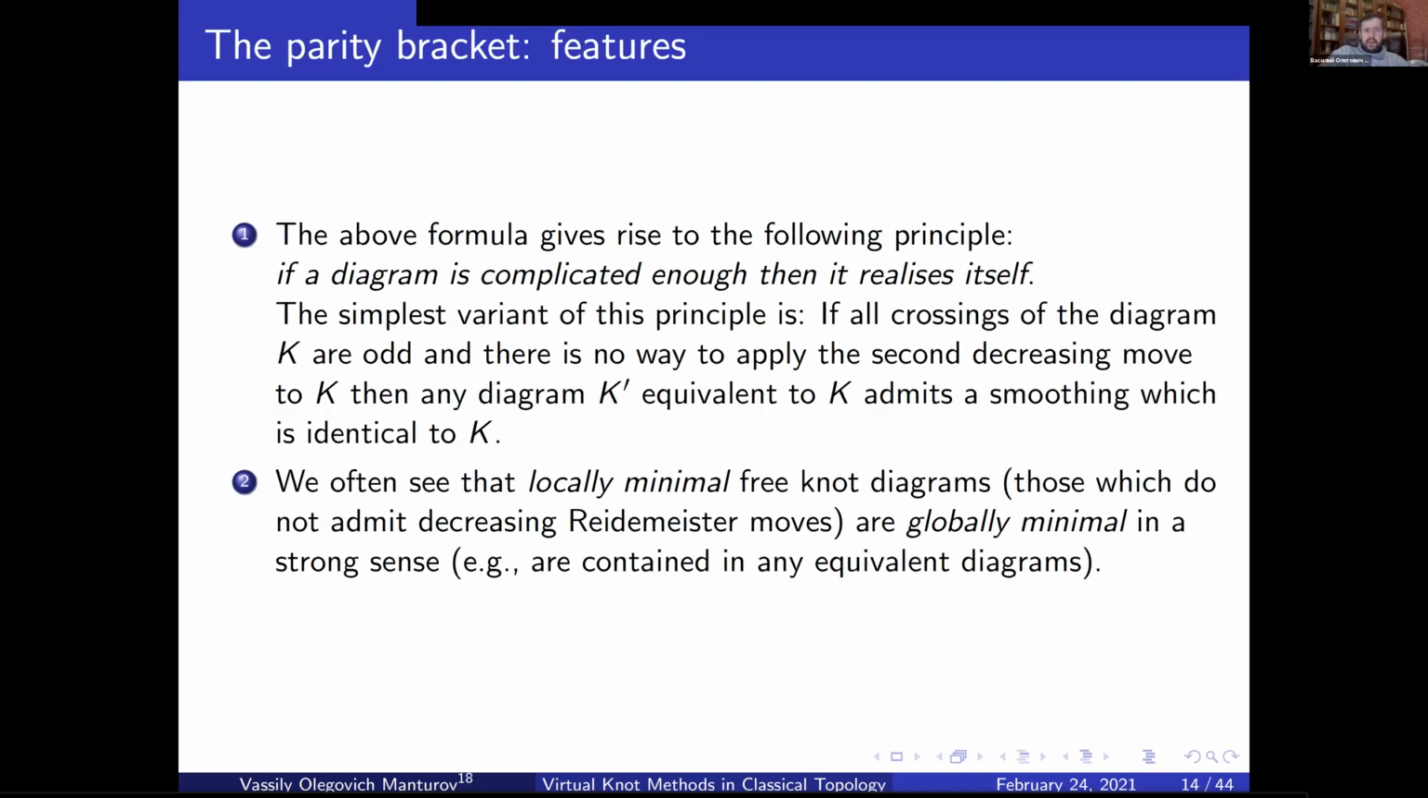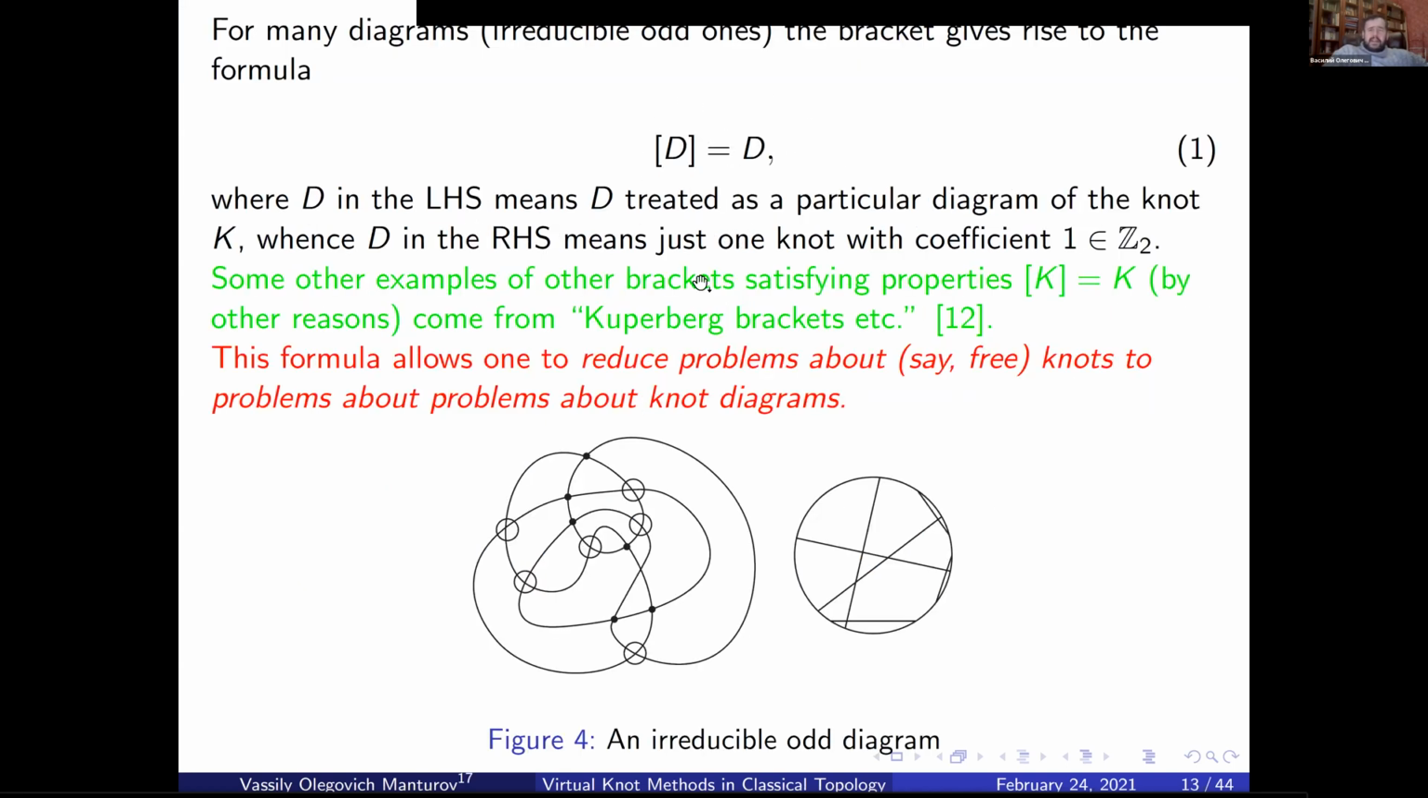So what features do we have here? Possibly the main feature is that if a diagram is complicated enough, then it realizes itself. This is like the reduced word in the case of free groups. The reduced word appears in any word equivalent to it. So locally minimal diagrams appear to be globally minimal. In fact, here I mentioned this bracket, but in virtual knot theory and some other theories, when we have some non-trivial homology, we can find many other brackets which satisfy this property: bracket of D equals D.